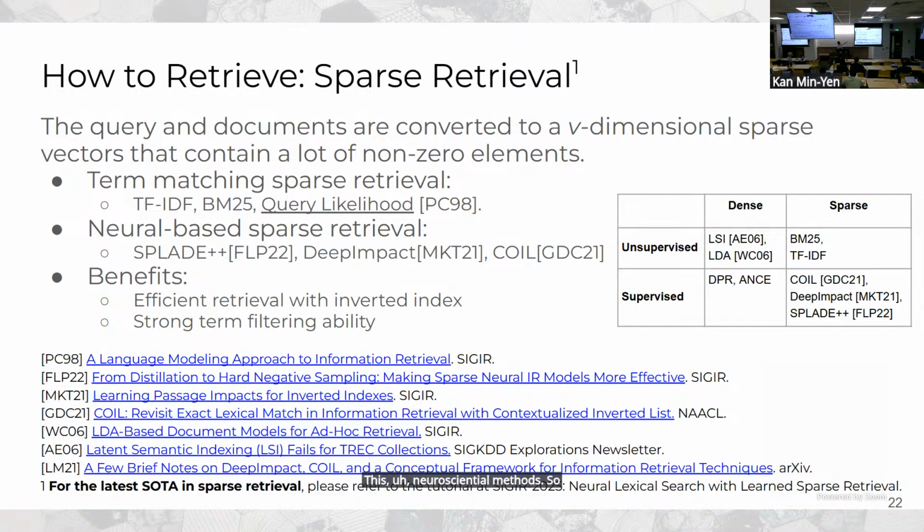For this kind of retrieval method, the advantages are that they are efficient, based on the structure of the inverted index, and have a strong ability of term filtering. These are the advantages. If you want to get a better understanding of sparse retrieval, at the bottom, as you can see, is the tutorial given at SIGIR 2025. Please take it as a reference.